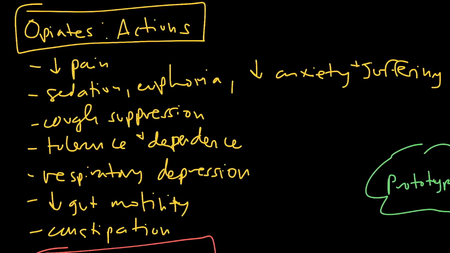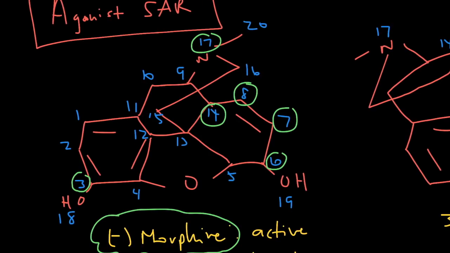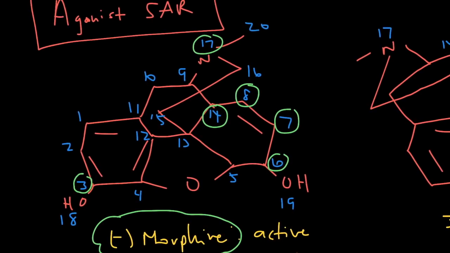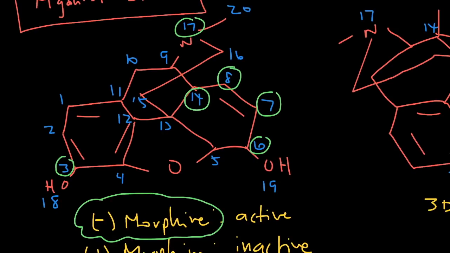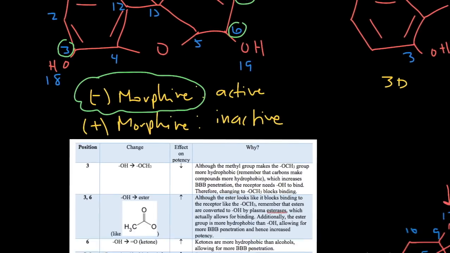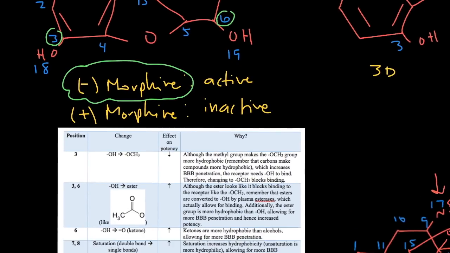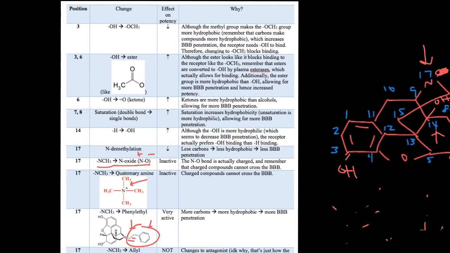Y'all know what opioids do. Know your 3 position, 6 position, 7, 8 positions, 14 position, and 17 position. If you remember the song from Finding Nemo, where the manatee, the teacher, sings that song, I just sang the same tune, except with the numbers. 3 position, 6 position, 7, 8 position, 14 position, 17 position. Sorry, I love Finding Nemo. Minus morphine is more active, plus morphine is inactive. So here's your SAR in a nutshell. If you have any questions, let me know.